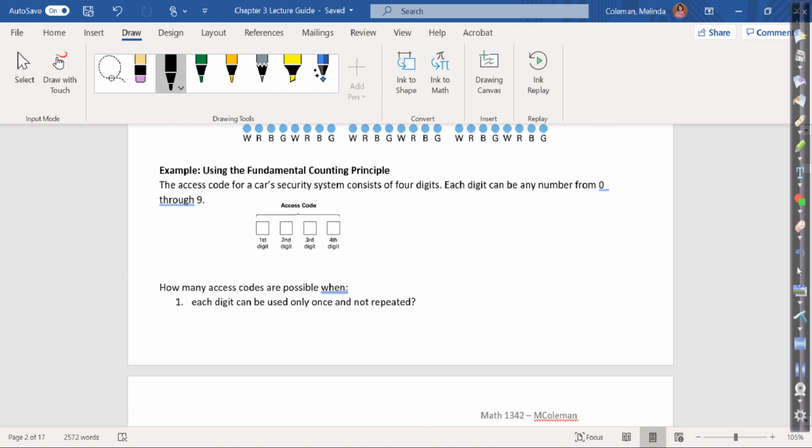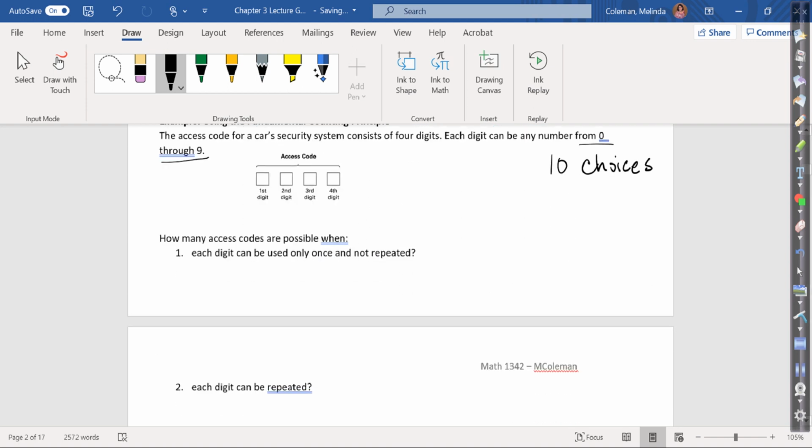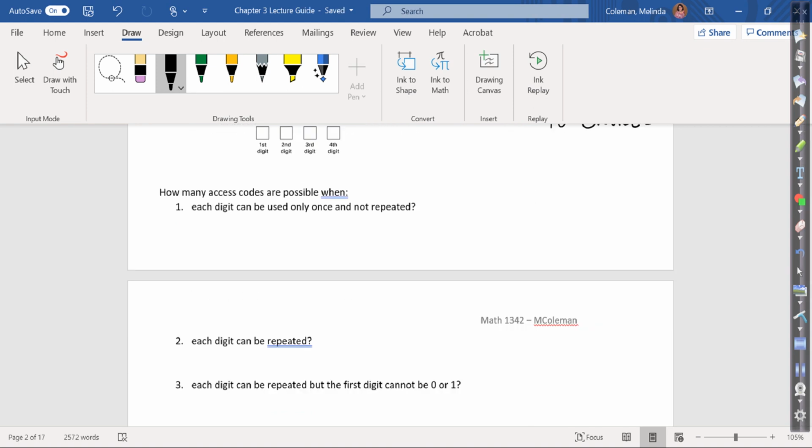So using the fundamental counting principle, the access code for a car security system consists of 4 digits. Each digit can be any number from 0 through 9. So any number 0 through 9, that's actually 10 choices. So be careful there. You actually have 10 choices, 0 through 9. So how many access codes are possible when each digit can be used only once and not repeated?